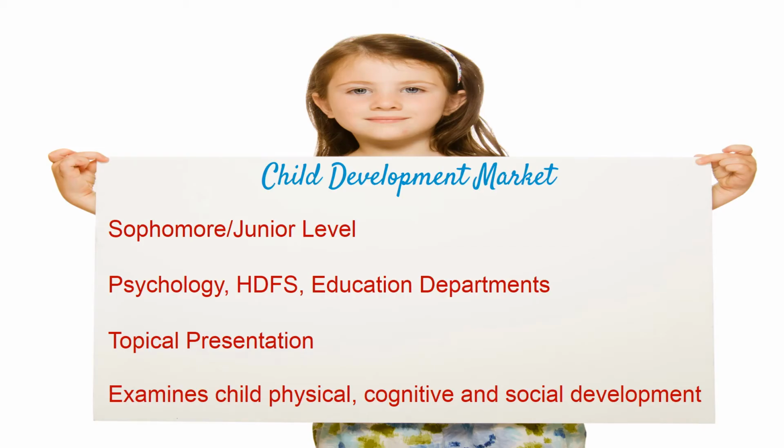So let's talk child development. This course is a developmental psychology course that's taught at the sophomore or junior level across several departments. These include psychology, education, and human development and family studies. This course can also fall in family and consumer sciences. The course can be called Child Development, Child Psychology, or Child and Adolescent Development.